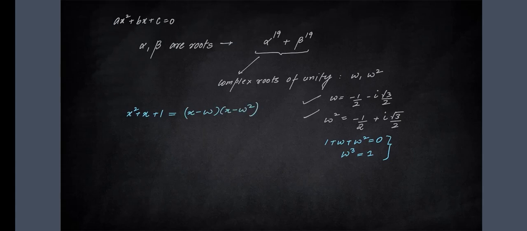That means what are its roots? x equal to omega is a root and x equal to omega square is a root. Because of this, if I want to find alpha to the power 19, that is omega raised to power 19, how will it come? Divide 19 by 3. Whatever the remainder comes after dividing the power by 3, for example 19 divided by 3, remainder comes 1, it is actually equivalent to omega.